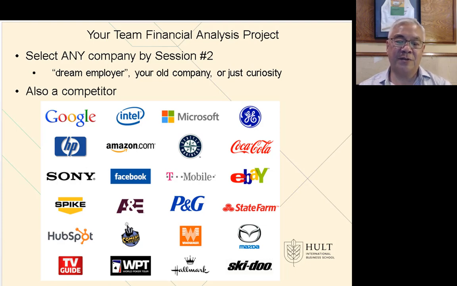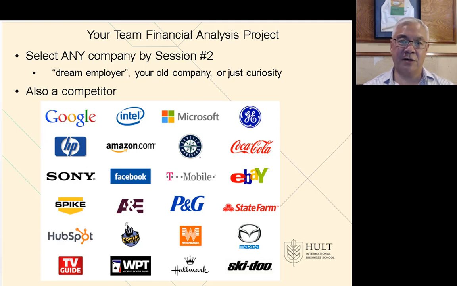The second is your old company. Maybe you used to work for Microsoft and didn't understand how or how much money they made, so you might want to choose Microsoft. Or it's just a curiosity. You don't know anything about consumer product companies, so you want to look at Procter & Gamble. Or you don't know anything about biotech, and you want to look at Genentech, right? So it might be an industry or a curiosity.